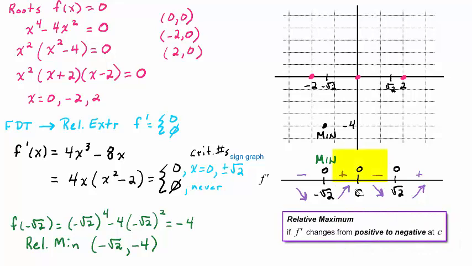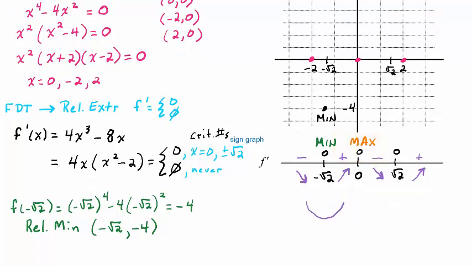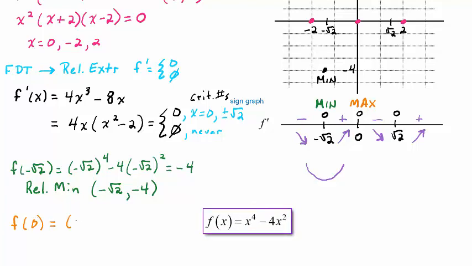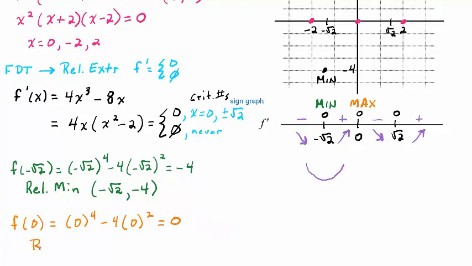Now, analyzing this piece of the sign graph, the derivative changes from positive to negative. So we know that that's going to be a relative max. So that means we will need to evaluate f of 0, which is going to be 0 to the 4th minus 4 times 0 squared, which of course is 0. So we know there is a relative max at the point (0, 0).